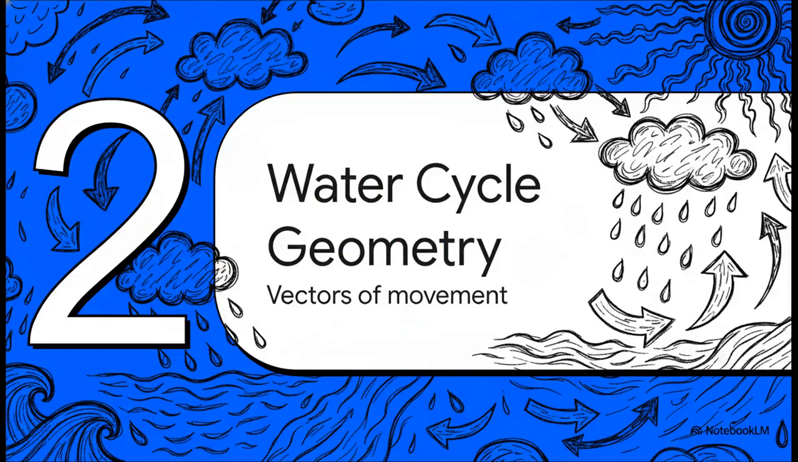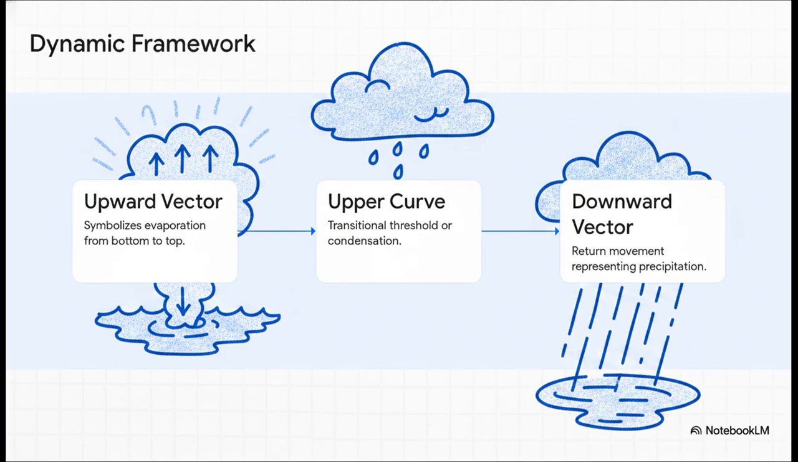Moving on to Section 2, the visual geometry of the water cycle. Let's break down exactly how this physical simulation actually plays out. We're going to analyze the physical directions carved into the stone step by step, completely reimagining these lines not as text, but as vectors of movement. And what's incredibly cool here is how perfectly the carving's three distinct components mimic actual physics.